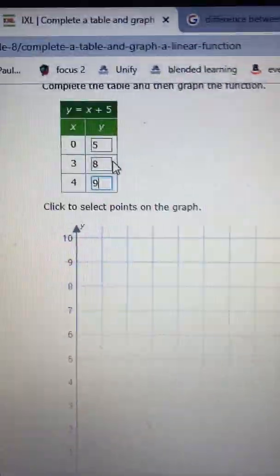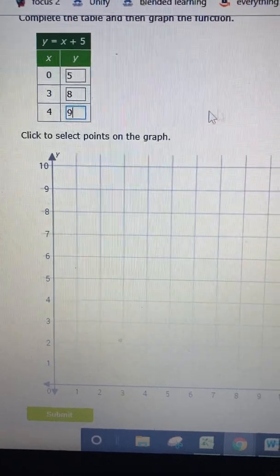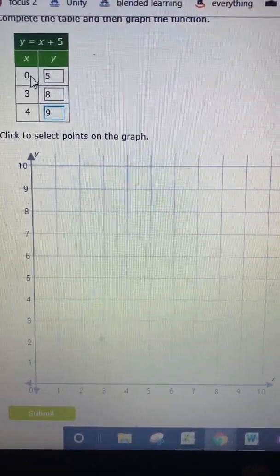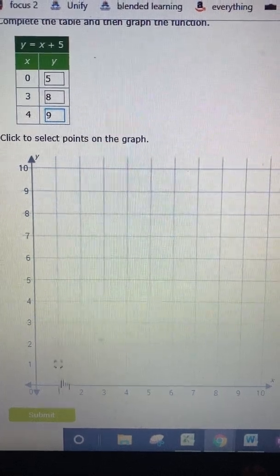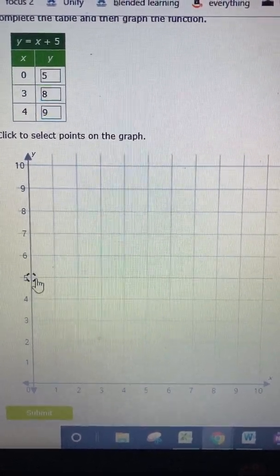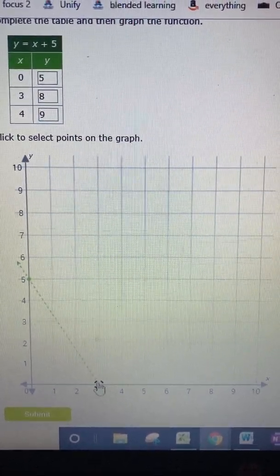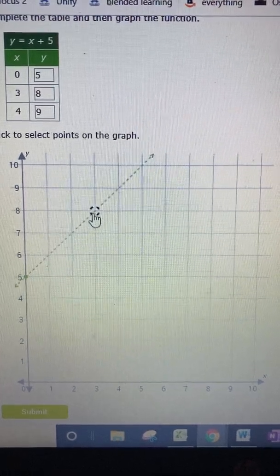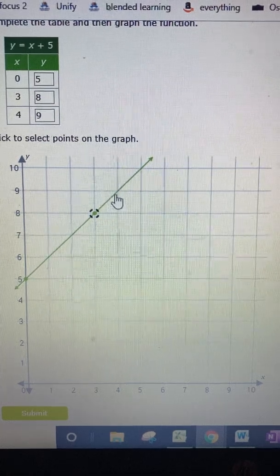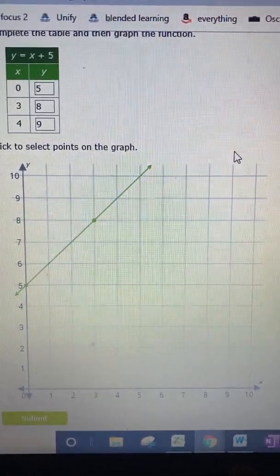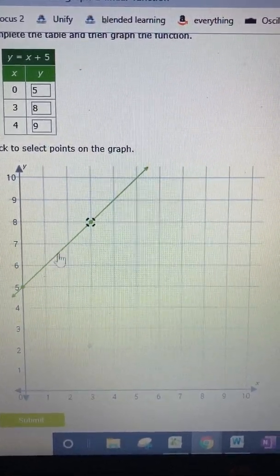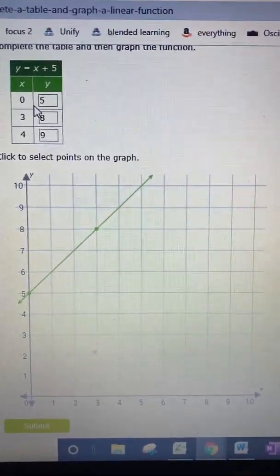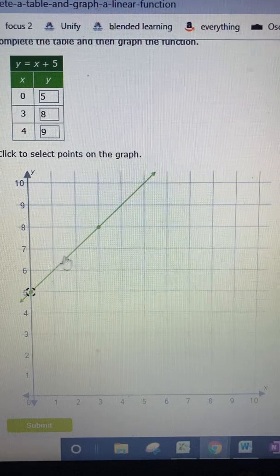Now these also relate to x and y, so they relate to coordinates or ordered pairs. So we're going to quickly graph (0, 5), (3, 8), and (4, 9). And I only had to do 2 of them because once the second one is made, this is considered a linear function, or sorry, a linear equation, so it just creates a straight line.